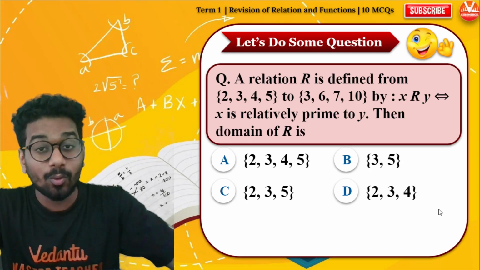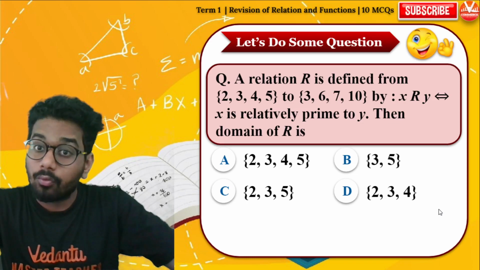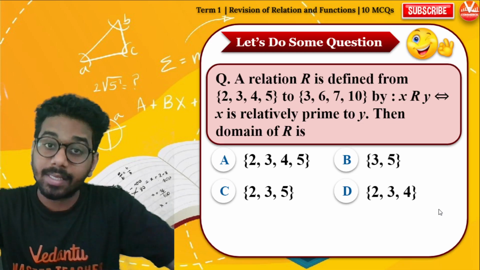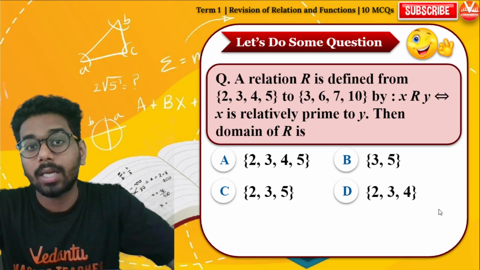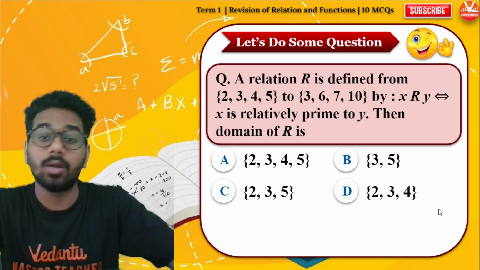4 and 6, no, because 4 and 6 are divisible by 2. 4 and 7, yes. 4 and 10, no, because they both are divisible by 2. Similarly, 5 and 3, yes, because no number other than 1 can divide both of them. 5 and 6, yes. 5 and 7, yes, but 5 and 10, no.